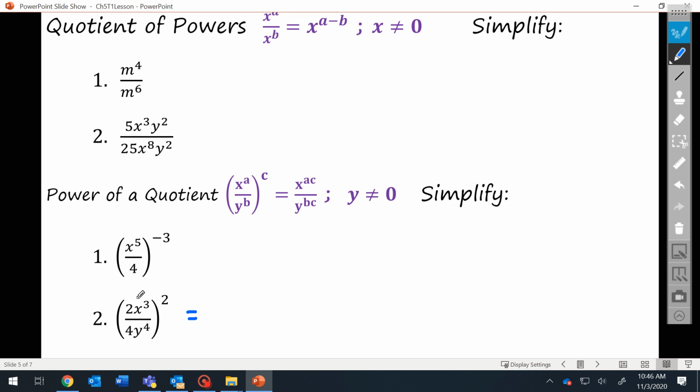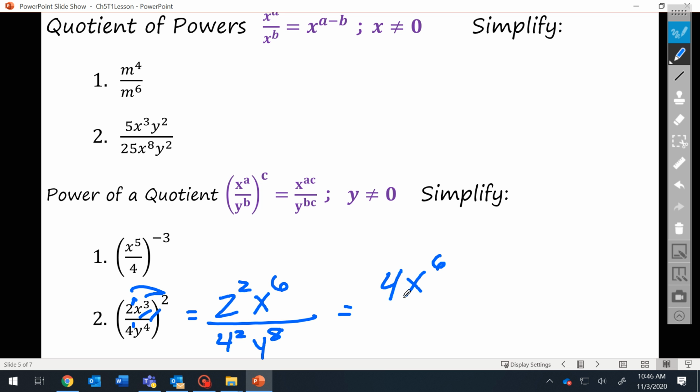All right, number 2. This 2 needs to go to each factor. So this is 2 to the first, x cubed, over 4 to the first, y to the 4th. So this 2's going to go to all 4 of these. So it's 2 squared x to the 6th, 2 times 3 is 6, over 4 squared y to the 8th. All right, so this is 4x to the 6th over 16y to the 8th. And 4 over 16 reduces to 1 over 4. So this is x to the 6th over 4y to the 8th.